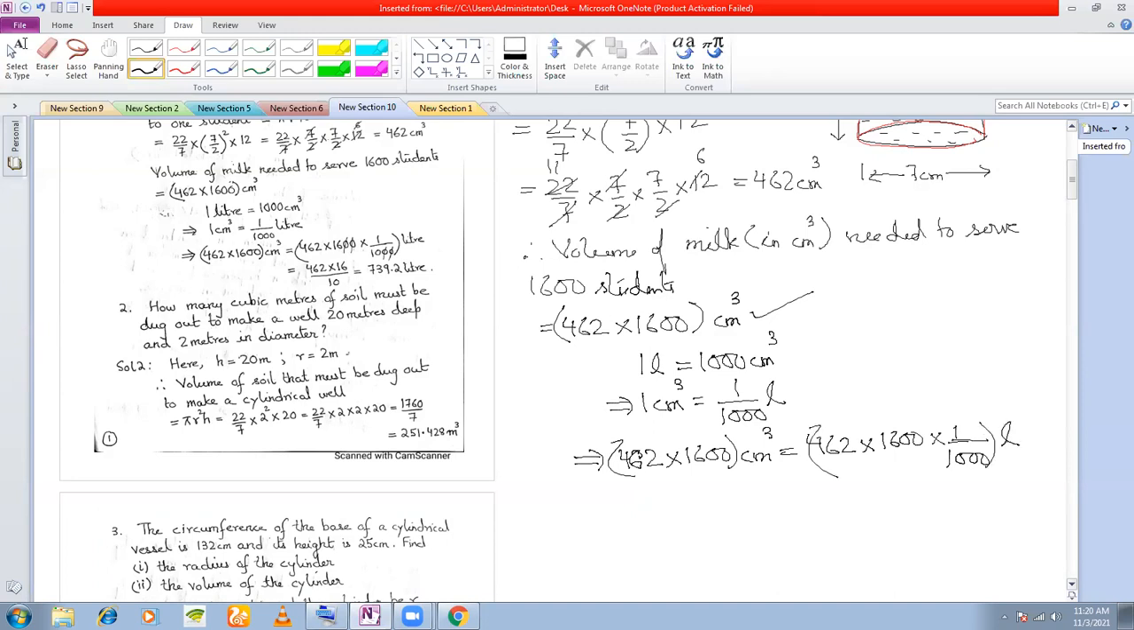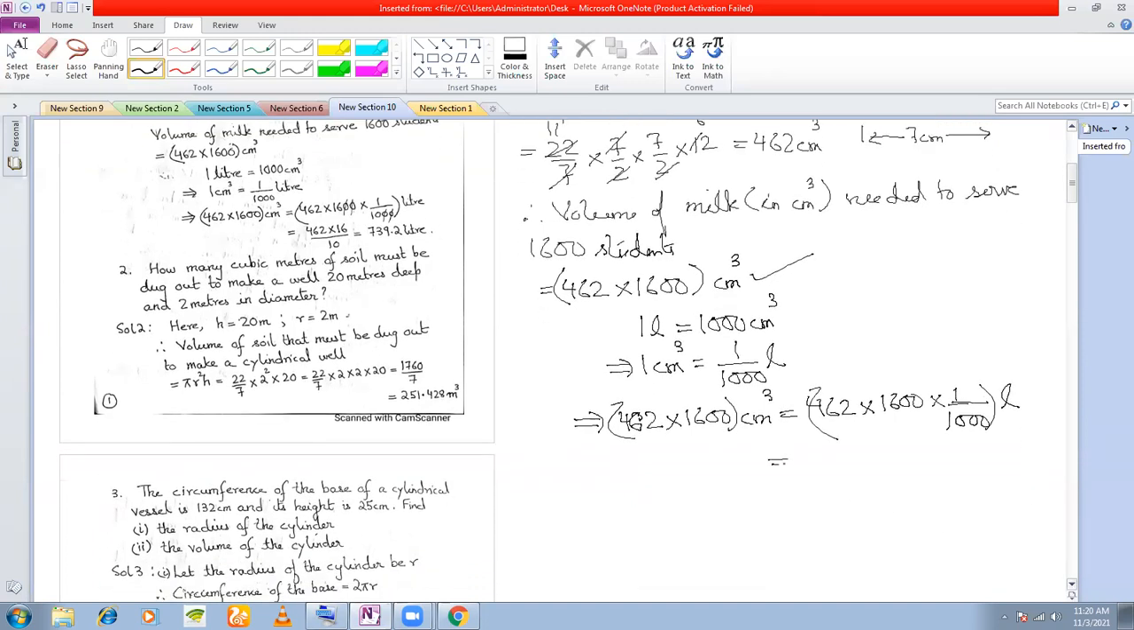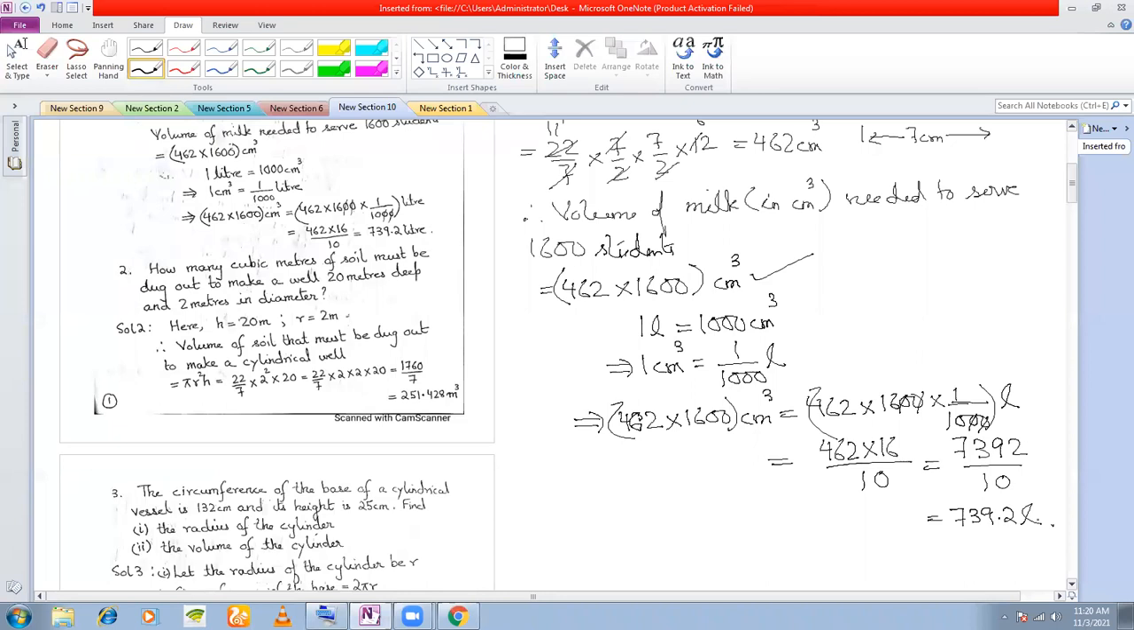liters. So what is the quantity of milk in liters that is required? Cancel these two zeros. Okay, and you can further cancel, keep 10 in the denominator. It's okay. So 462 into 16 divided by 10. So we have 10 in the denominator. You simply multiply 462 with 16. You get 7392 divided by 10, which is equal to 739.2 liters of milk. So approximately 740 liters of milk is required to serve 1600 students of the school.